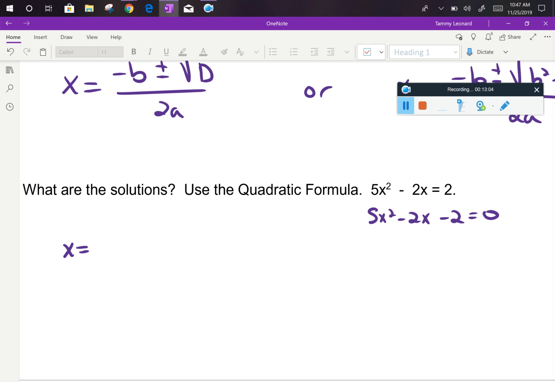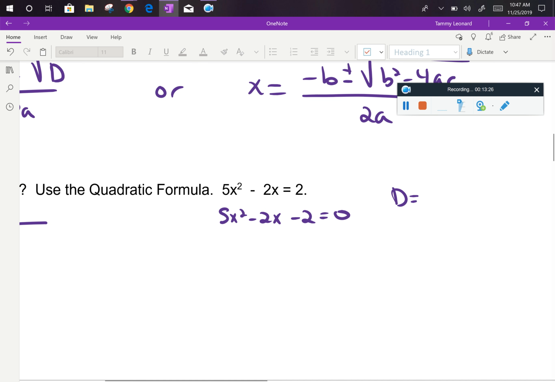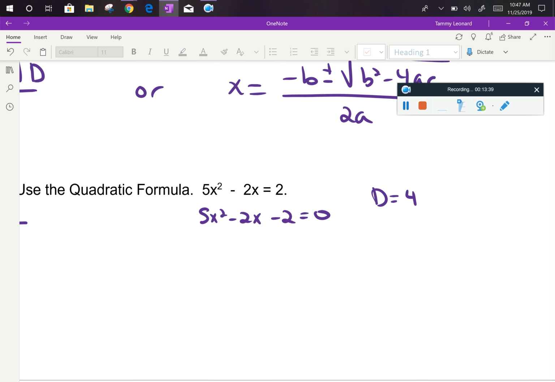Okay, so we have to say x equals. So x equals. What's the opposite of b in this case? 2. Plus or minus the square root of the discriminant. So some people like to calculate the discriminant first and then just write it here. Other people just like to write out all the long math. I'm going to show you how it makes it a little bit less tedious if you calculate the discriminant first. So let's take a minute and calculate the discriminant on the side. Remember, the discriminant is b squared minus 4ac. So what's b squared in this case? Nice and loud? 4. Minus 4 times a times c. So minus 4 times 5 times negative 2.